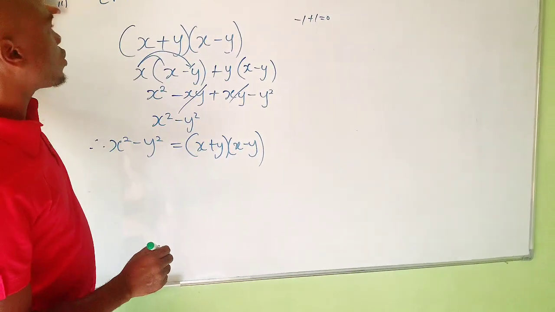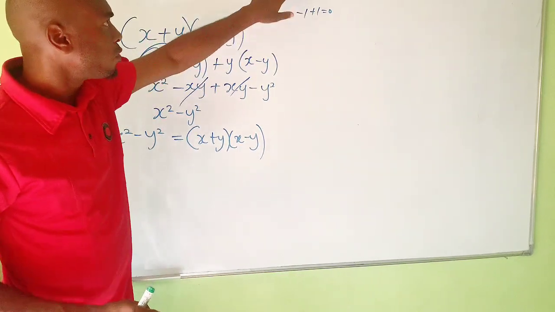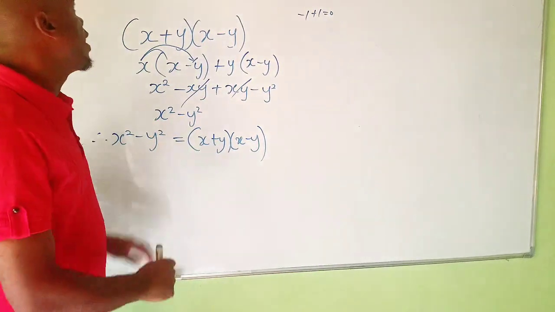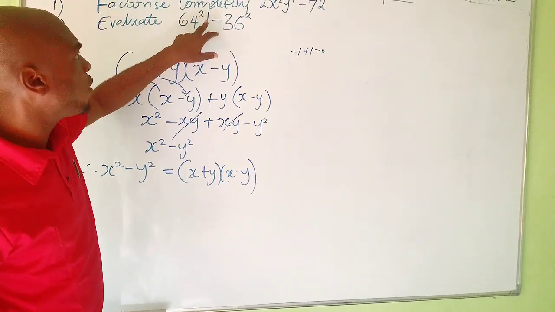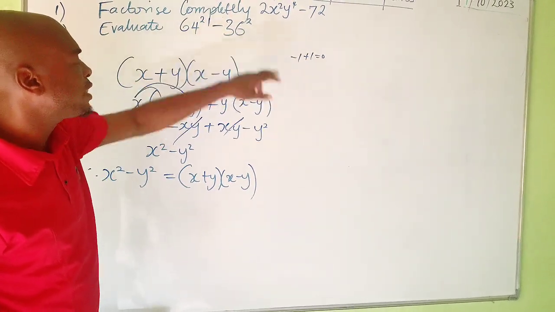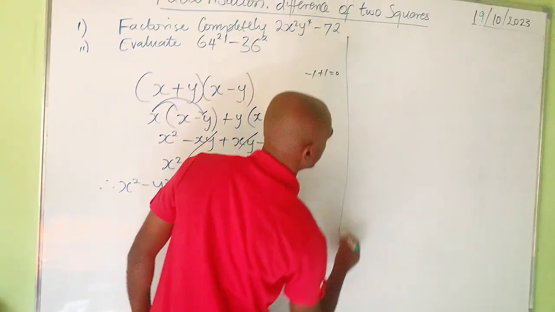Okay, let us see how to solve these two questions. The first one says factorize completely this expression, and number 2, evaluate 64 squared minus 36 squared. So let us see how to solve these two questions.